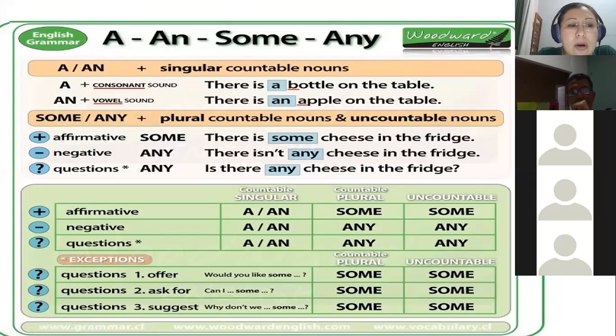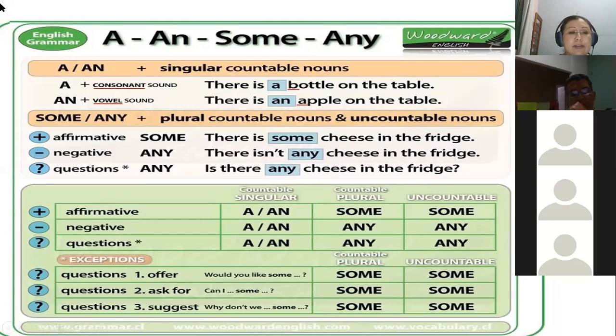In the case of some and any, we use some or any plus plural countable nouns or uncountable nouns. For example, for an affirmative sentence, I say, there is some cheese in the fridge. For a negative, any: there isn't any cheese in the fridge. And for questions, I say, is there any cheese in the fridge?